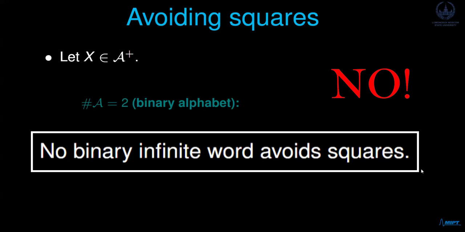In other words, no matter how we construct an infinite sequence of zeros and ones, eventually we will always find a repeated block of symbols, such as 0 1 0 1 or 1 0 1 0, which forms a square. This result highlights the inherent difficulty of avoiding repetitive structures, especially in more constrained alphabets like the binary one.